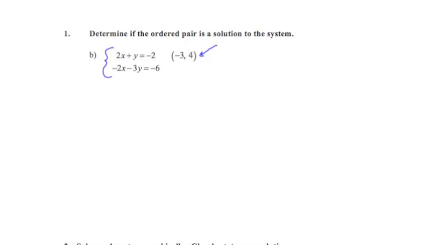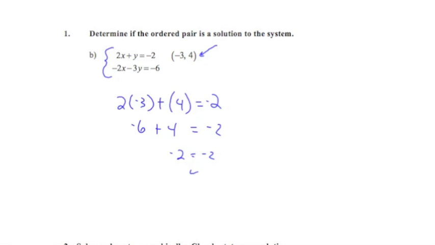So I'll go ahead and plug it in the first equation there. So I'd have 2, my x value then is negative 3, and then plus 4 equals negative 2. We're just going to see if that works out. Let's see. 2 times negative 3 is negative 6. And negative 6 plus positive 4 is negative 2. So it checks in the first one.